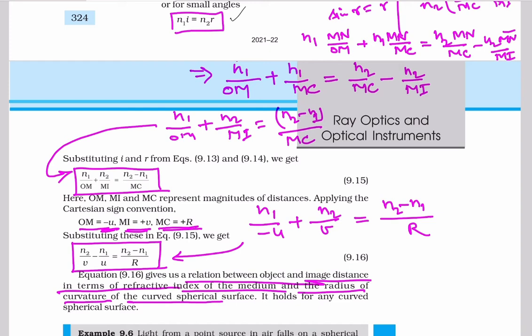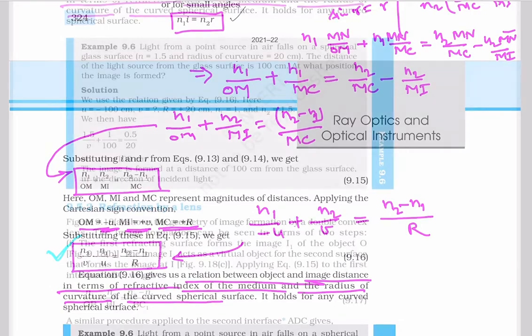And it is true for any curved spherical surface. This is the very important relationship which we derived: N2 by V minus N1 by U is equal to N2 minus N1 by R. So please remember this relation. It will be useful for solving the numerical problems based on the refraction due to the spherical surfaces.